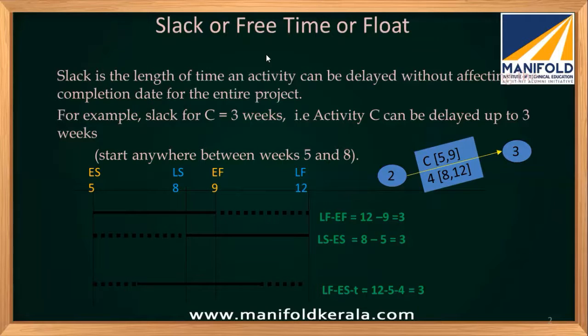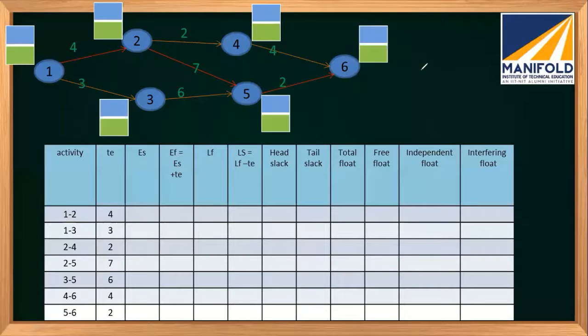Now we will learn how to calculate the floats and what kinds of floats we are interested in. Let's understand this with an example. Here a small network is given, and we are going to estimate the earliest times and the floats. Earliest times are computed in the forward pass. We start from this node, which is the starting node of the project, and 6 is the finishing node of the project.